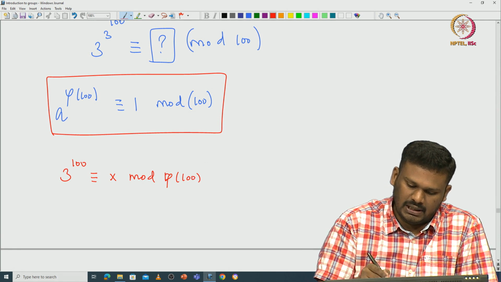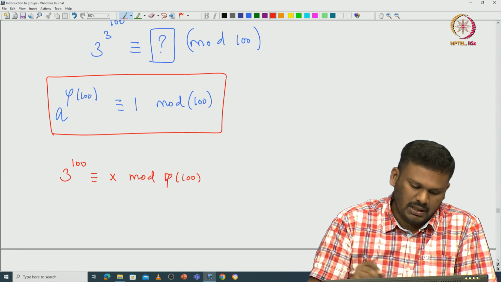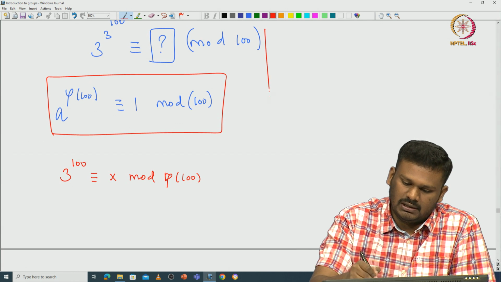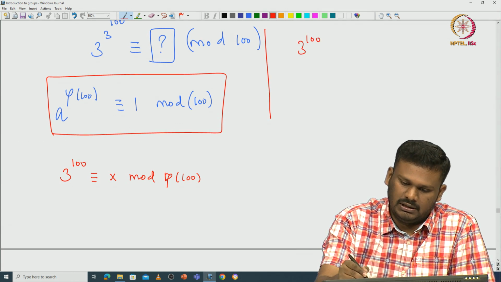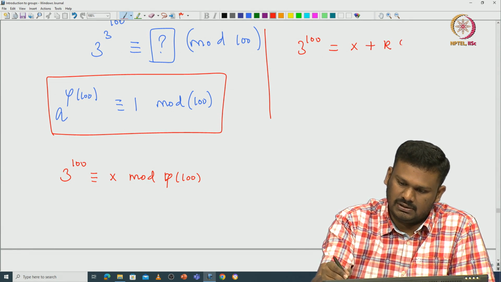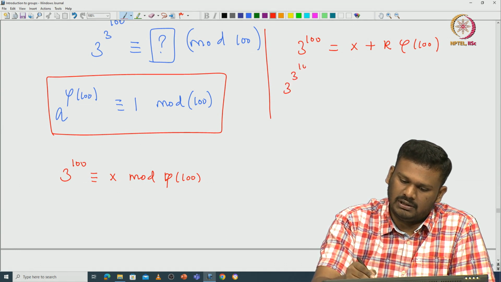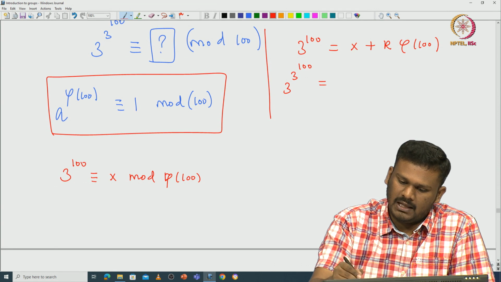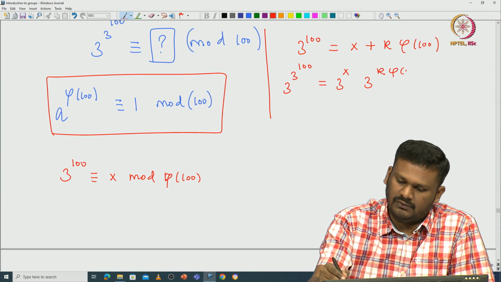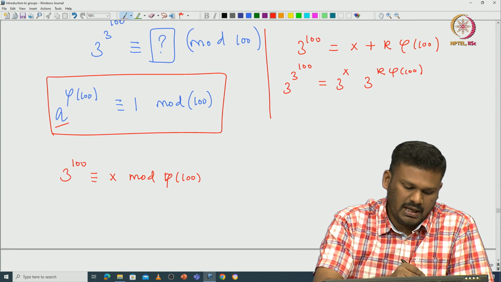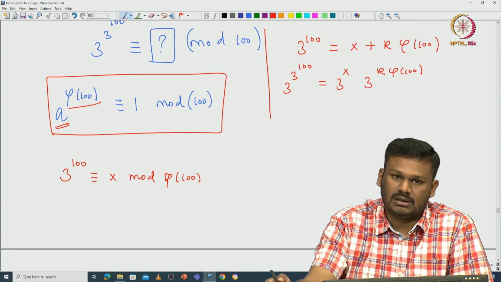then that actually helps us to compute things, because if 3 power 100 is congruent to x modulo phi of 100, then we get 3 power 100 is equal to x plus some k times phi of 100. Then if you compute 3 power 100, that will be equal to 3 power x, 3 power k times phi of 100. But you already know that a power phi of 100 is congruent to 1.